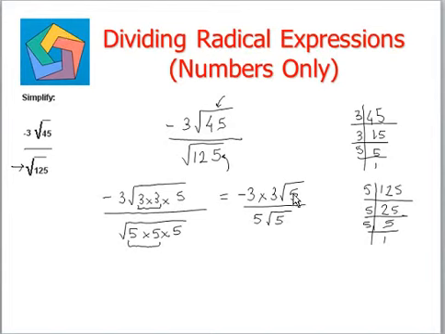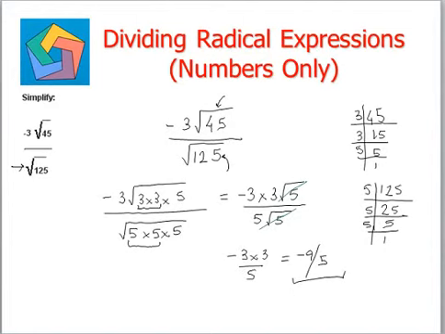The square root of 5 cancels with the square root of 5, and we are finally left with negative 3 times 3 divided by 5, which is nothing but negative 9 over 5. This is our final answer.